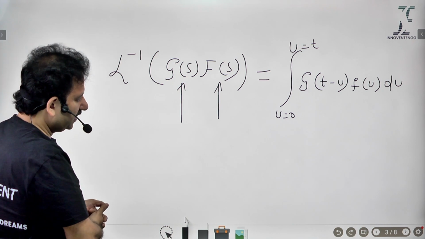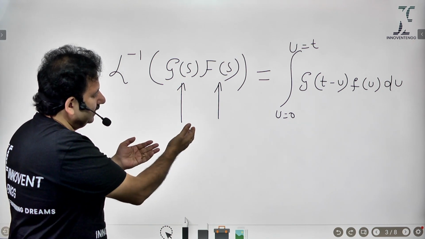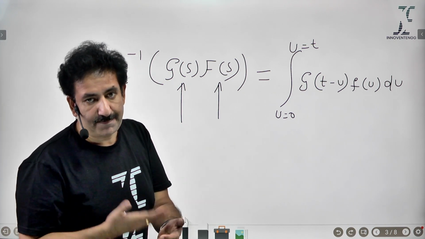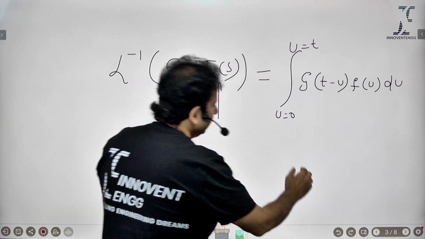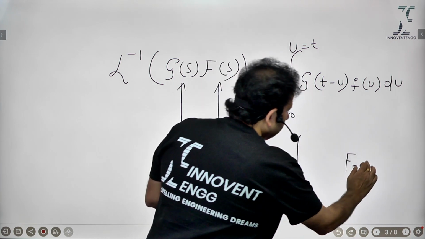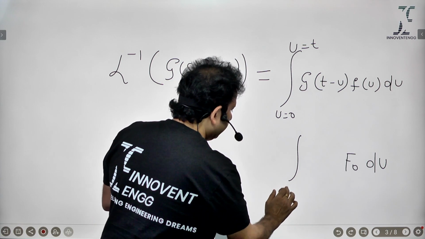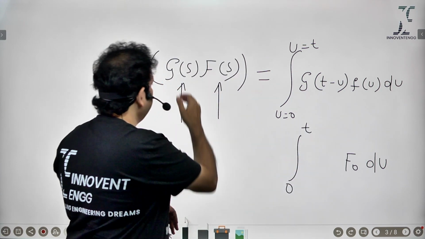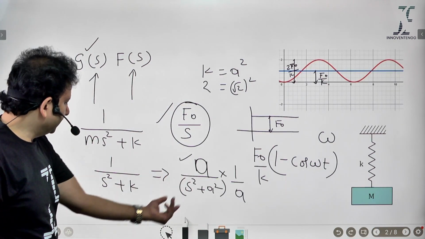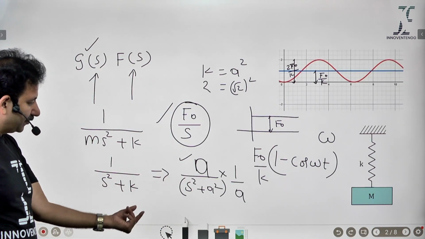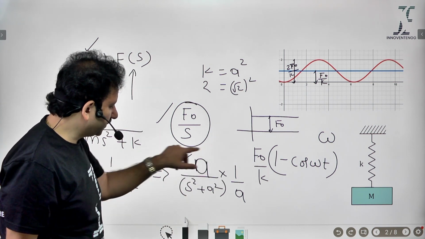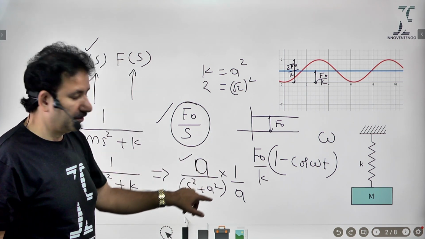F of s I don't have to struggle with, because the system is subjected to a constant force F naught. It is not a function of time, it's a step input. So therefore I can readily write the first expression over here. It is F naught and du. Now I need the definition for g of s. So that is why we very tactically said that we would put k equal to a squared and multiply and divide by a, because I can fit the definition of sine at to the g of s.